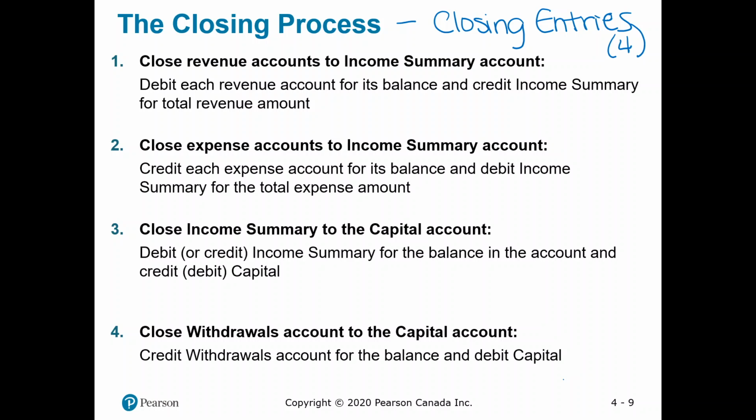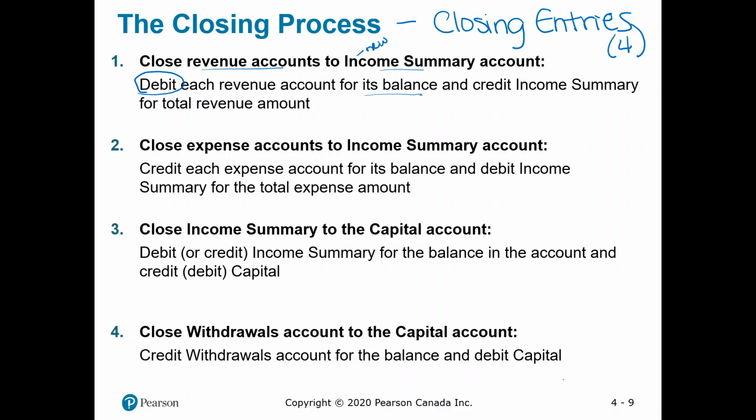In the first entry, you close the revenue accounts, and you close these to what's called this new income summary account. So again, we're just creating this new account that we only use in the closing process. So revenues, the normal balance of revenue accounts is a credit, right? We typically have a credit balance in revenue. So in order to close those, you need to do the opposite. So you debit them. So you debit each of the revenue accounts for whatever their balance is.